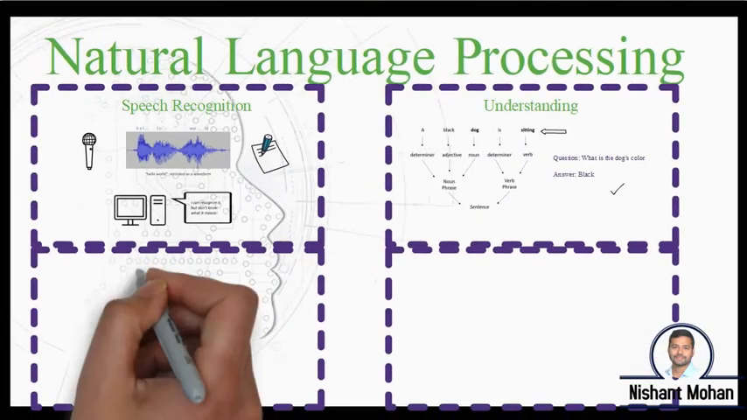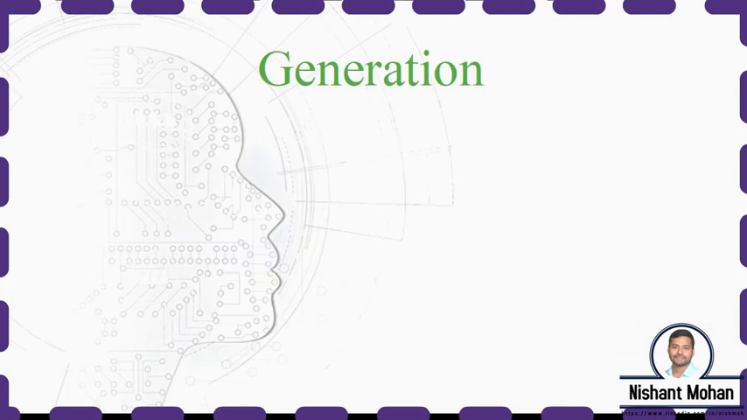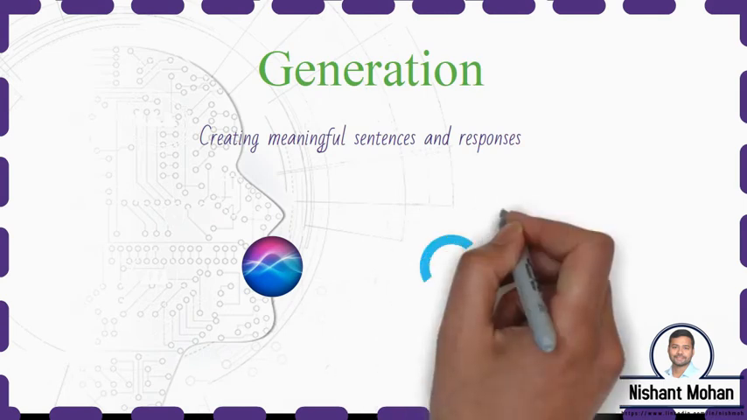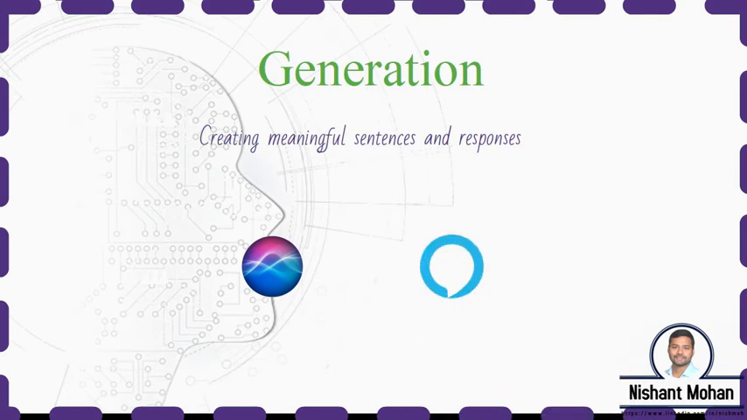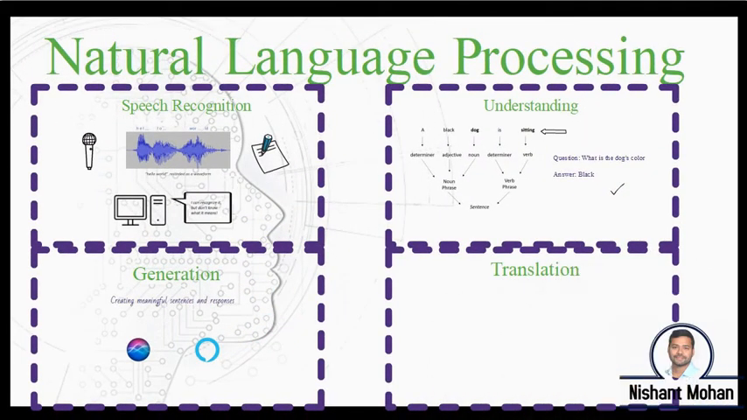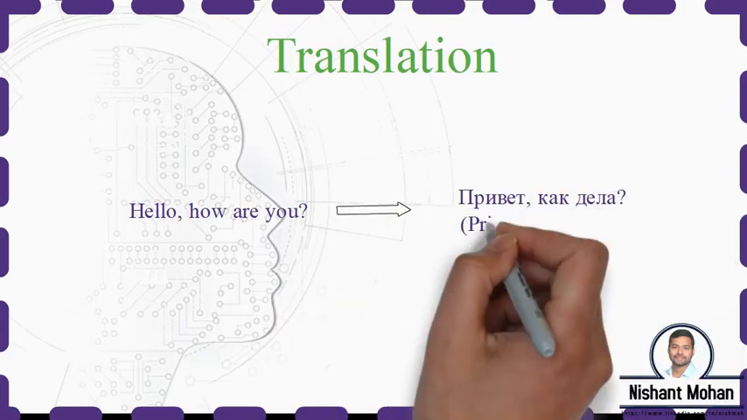The next aspect of NLP is the generation of language. This involves producing meaningful and recognizable text or speech. Virtual assistants like Siri and Alexa show an example of both limited speech understanding and generation. The final category for NLP is machine translation, which involves converting one natural language to another, for instance, converting written or spoken English into Russian.